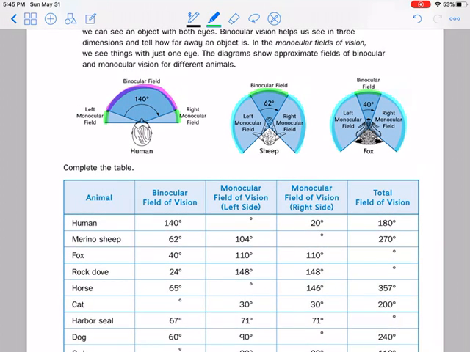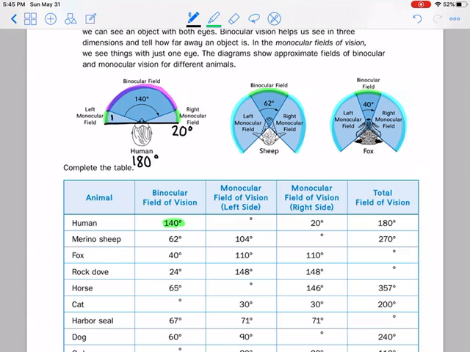Okay, so they want us to complete the table. Now, there's a few things that we have to know. So for the human, we know the binocular field of vision is 140. And they're giving us the right side. They're telling us that this right side is 20 degrees. And my total field of vision, because it is a straight angle, is 180 degrees.